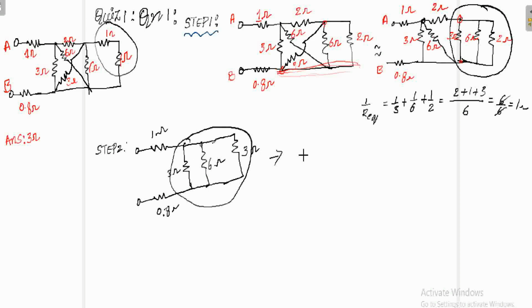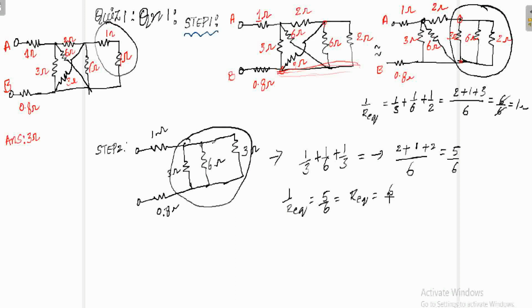So equivalent becomes 1 by 3, 1 by 6 plus 1 by 3. So which is equal to, LCM is 6, 3 2s are 6, 6 1s are 6 and 3 2s are 6. That is your 5 by 6. This is your 1 by R equivalent. 1 by R equivalent is equal to 5 by 6. Then R equivalent becomes 6 by 5, whose value is 1.2 ohms. So you can replace this total resistance with a single resistor, that is 1.2 ohms.